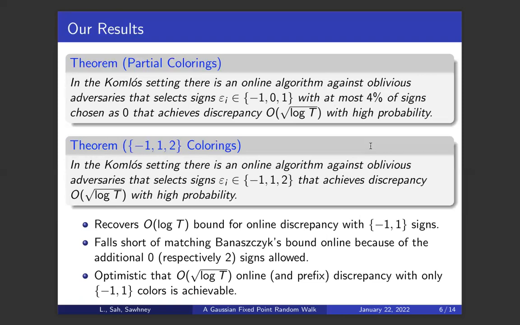However, maybe these theorems at least make me optimistic that an O of root log t online and prefix discrepancy algorithm that only uses -1, 1 colors is achievable. And maybe just towards this intuition, somehow it seems like as long as you add any little bit of power to the -1, 1 signing, such as a very small fraction of 0, or this 2 signing, then you can achieve this goal of O of root log t. So at least I'm very optimistic that an O of root log t bound with only plus or minus 1 signings should be doable, but we're just missing some tools to do it at this moment.